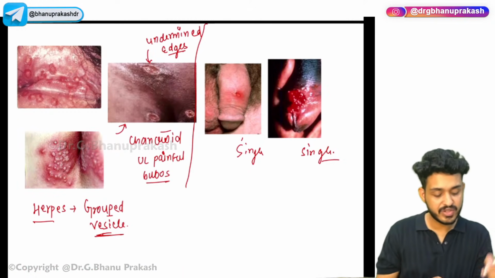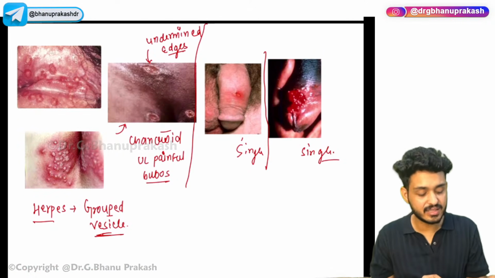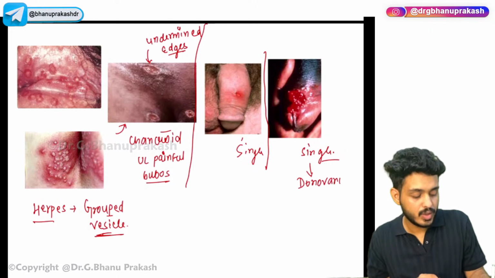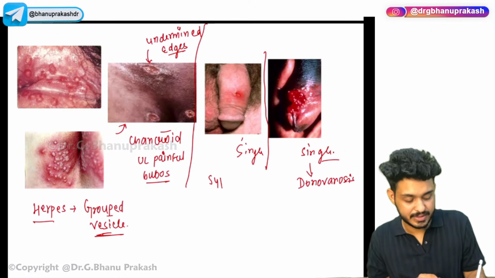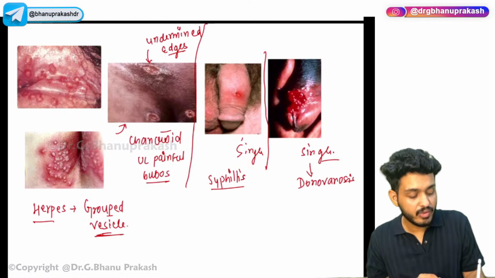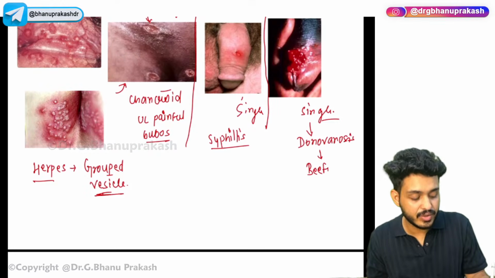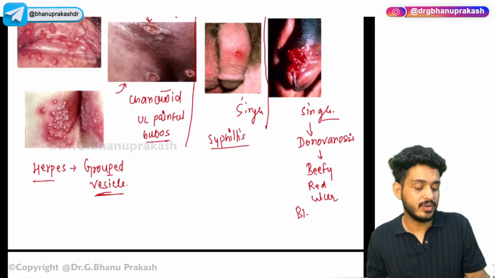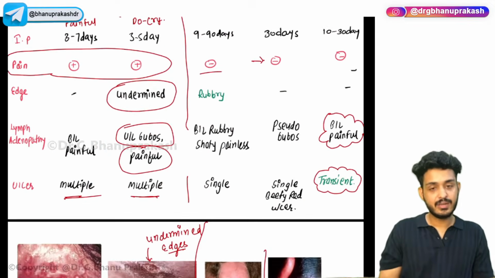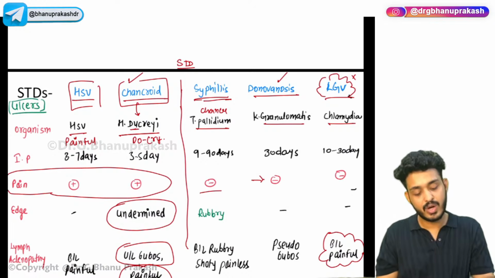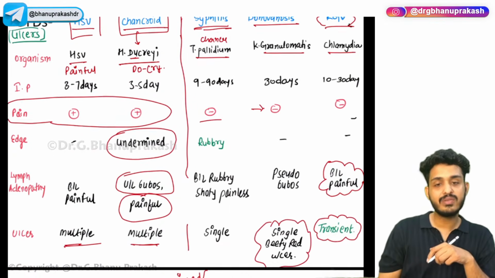Then how we will differentiate? Both of these are painless ulcer, but this is your donovanosis, and this is your syphilis. How do we differentiate? In donovanosis, always in the question they will write beefy red ulcer that will bleed on touch. If this terminology is written, single beefy red ulcer, your answer will always be donovanosis.